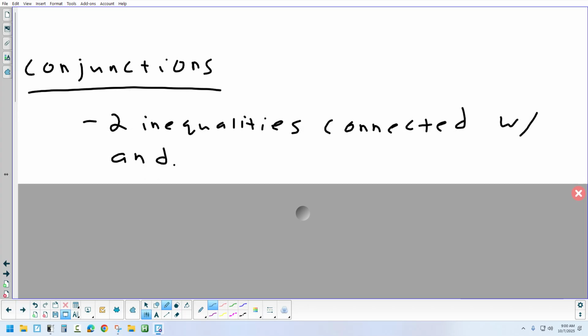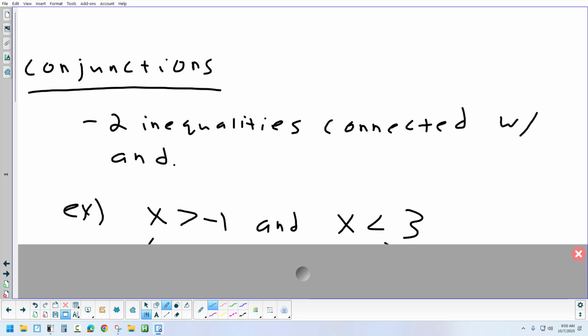So when we are talking about putting two inequalities together, there's two different words that we can put between them. Sometimes you see the word and. The other word you can see is or. It goes with the two. When you put the word and between two inequalities, that is a conjunction. A conjunction means between. Right? So this is basically saying between -1 and +3. Right? But you can't include -1 and you cannot include +3.